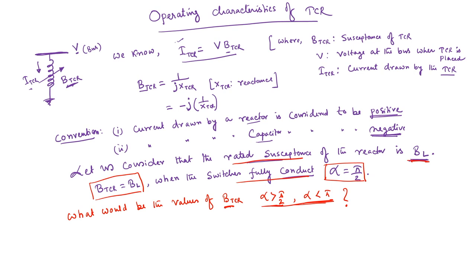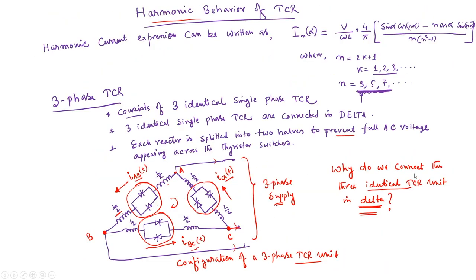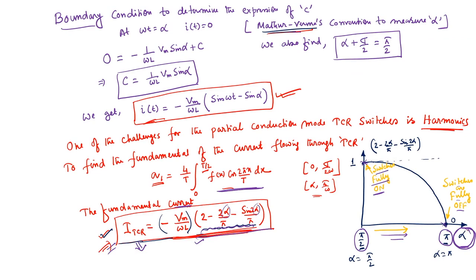In order to understand that, you have to go back and see the plot of the fundamental current with respect to alpha. This multiplied by this is considered to be a constant, so only this part is variable. This gives a relationship of the plot of ITCR fundamental versus alpha. Now, you can see when alpha is increasing, this fractional quantity is getting reduced and it becomes 0 when alpha is equal to pi.